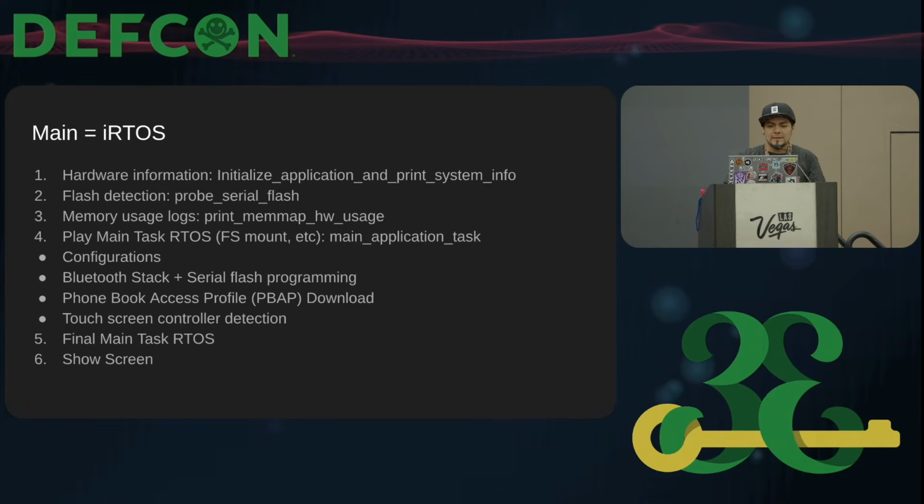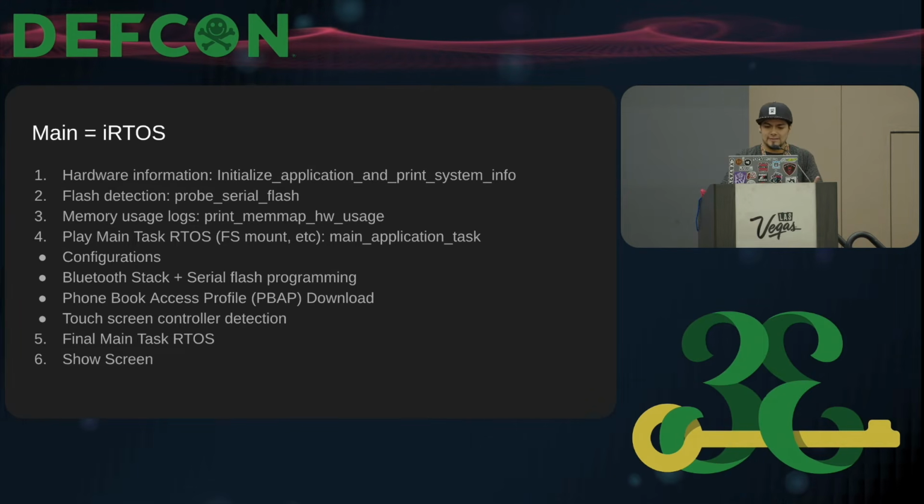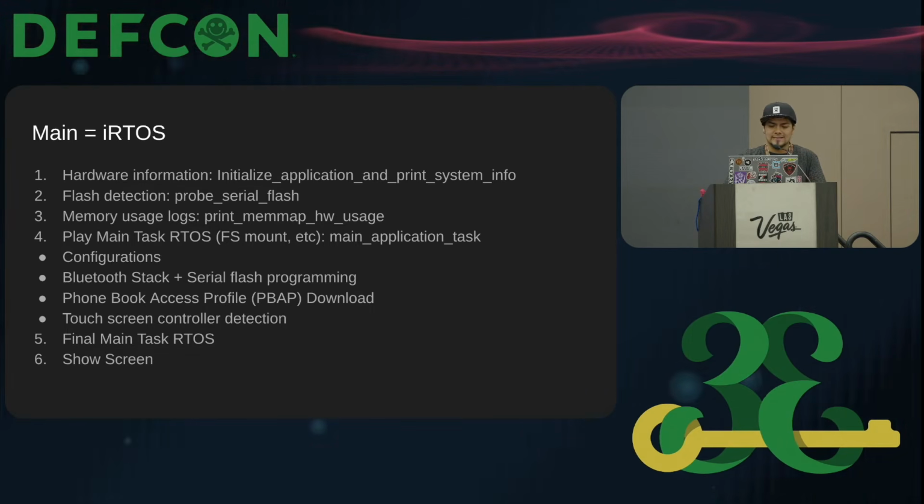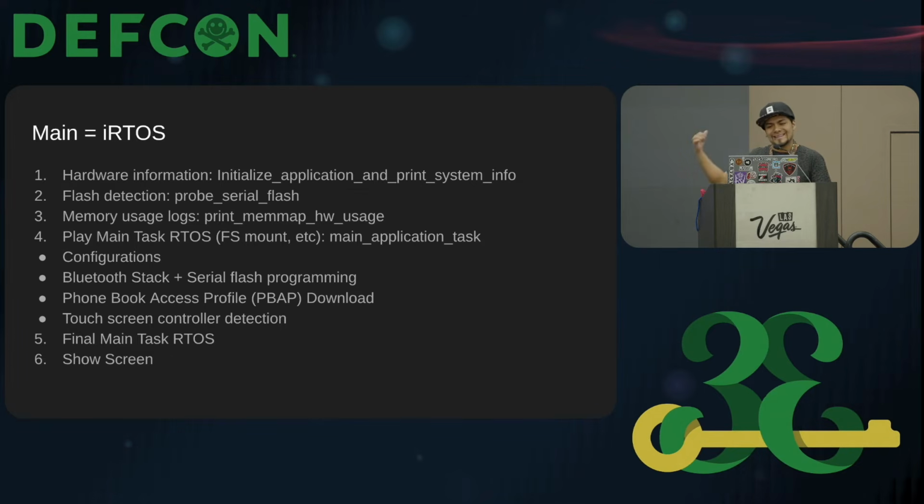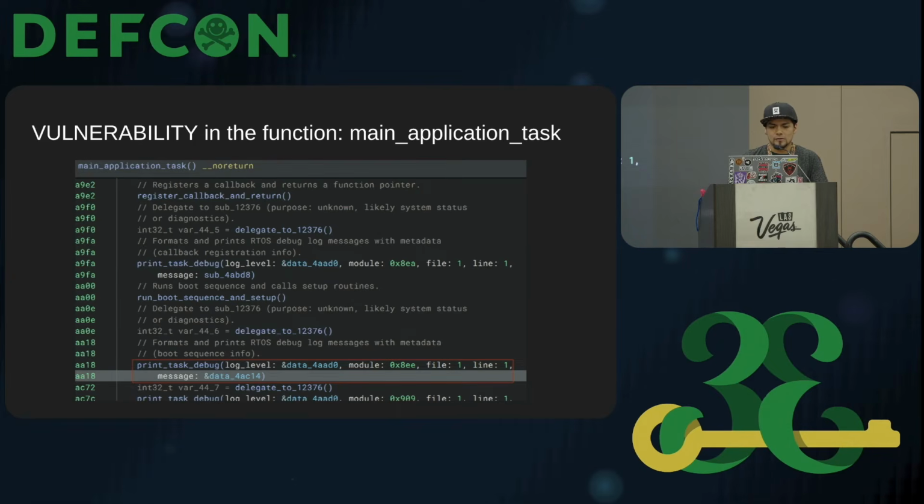Okay, so also in the main function of the real-time operating system, we have hardware information printed through UART logs, flash detection, memory usage logs, and here we also have the plan of the main task of the real-time operating system, where the file system is mounted, and in this part is where all the PNG files are loaded. Okay, and basically after that we have more functions, more tools, but this is the main application task. So let's go check.